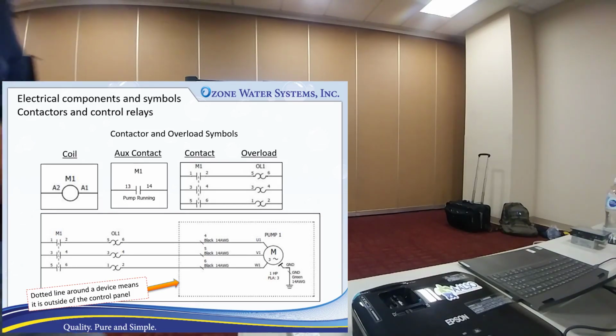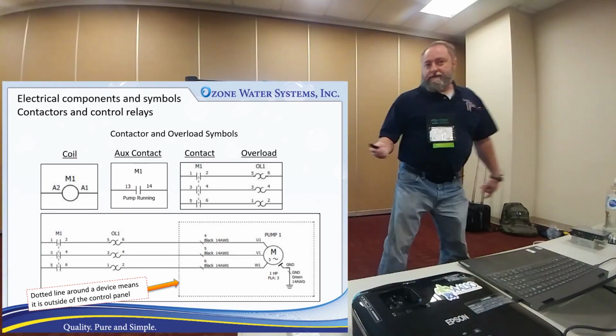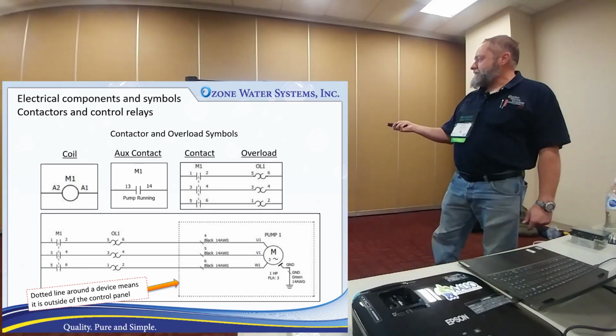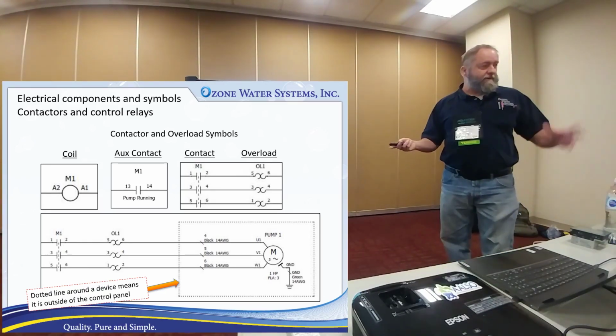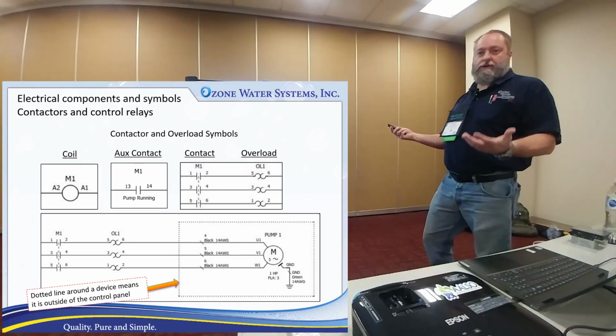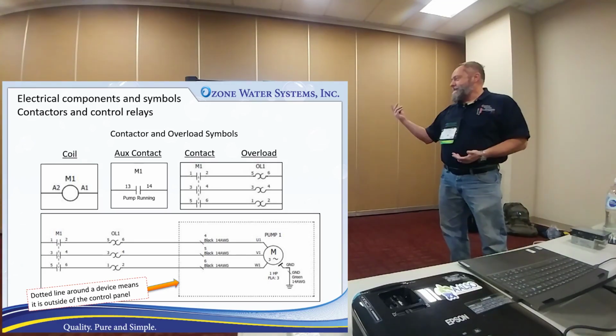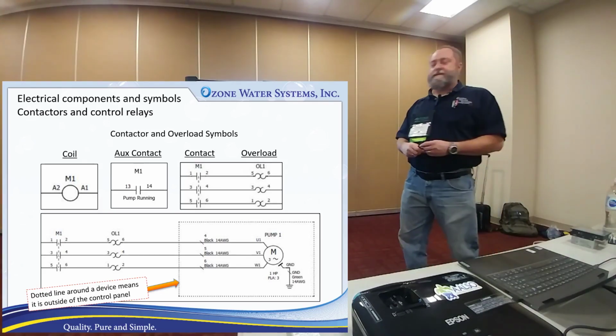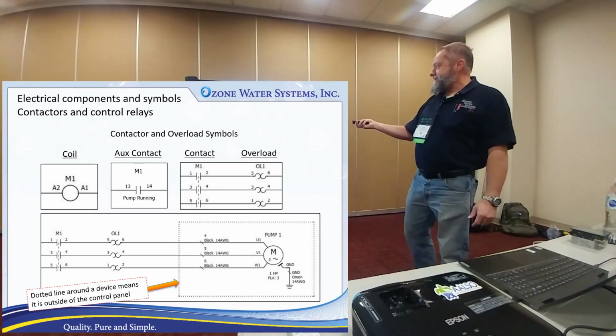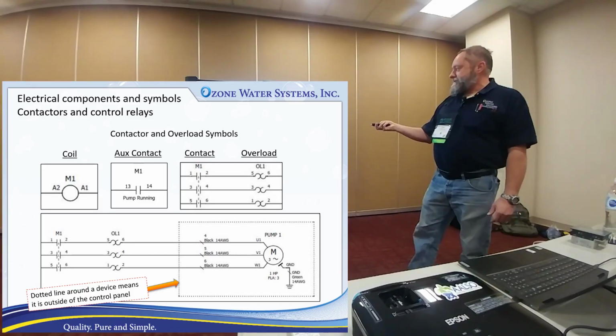That one's got an overload on it. So in the schematic, what you'll see is the coil. This is what energizes the contactor and makes it pull in. That can be very low current. It can be 12 volts, 24 volts DC. It can be 120 volts AC. Doesn't really matter what the voltage is. They have all different sizes. But that's the small current that's going to turn this system on.